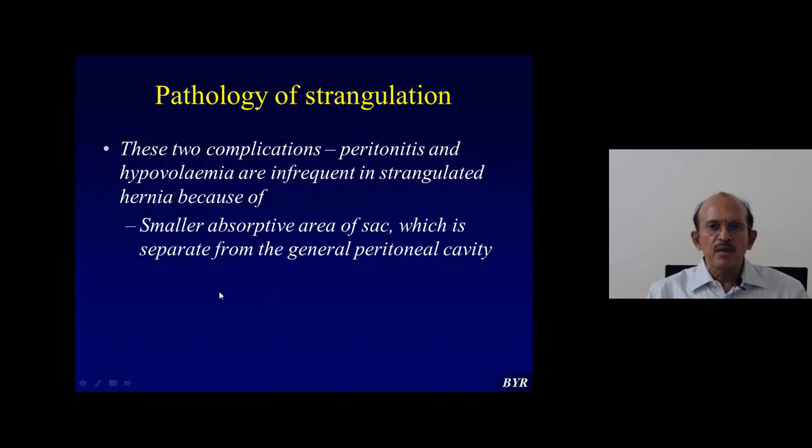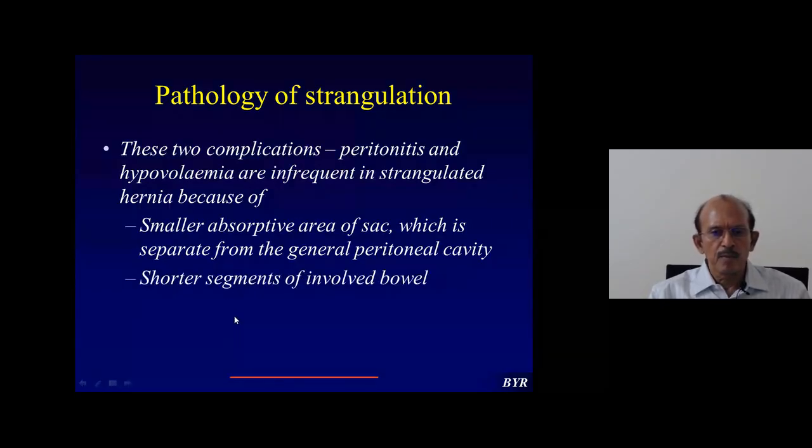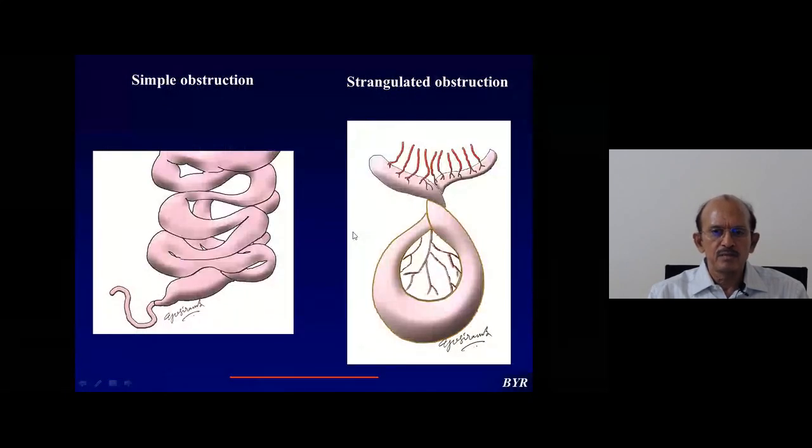And the obstructed bowel also is outside the peritoneal cavity. That is why there is no translocation of the bacterial toxins into the peritoneal cavity. They will be there within the sac only. They are not getting into the peritoneal cavity. So because of the shorter segment and because of the external nature of the hernia, there is no peritonitis and no hypovolemia. So this is a case of simple obstruction, where there is obstruction with dilated bowels in the initial stage.